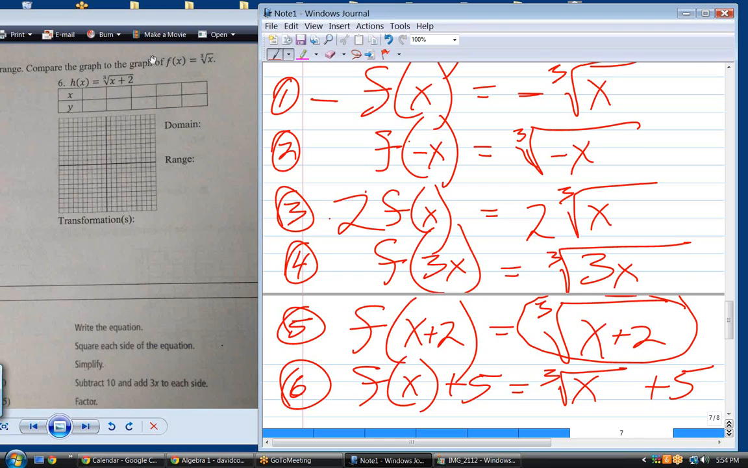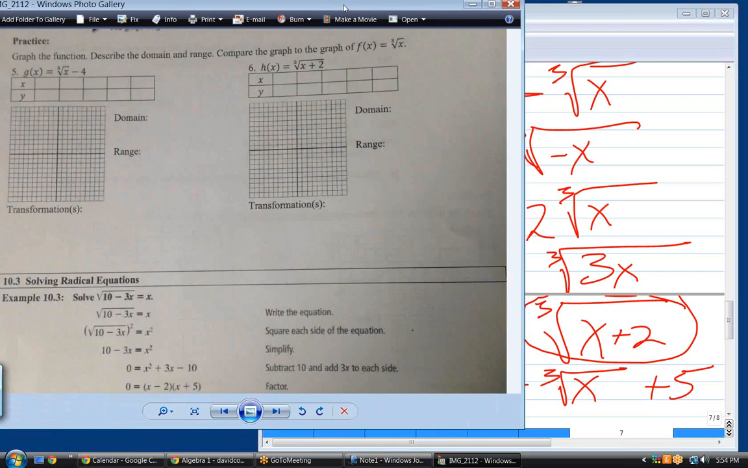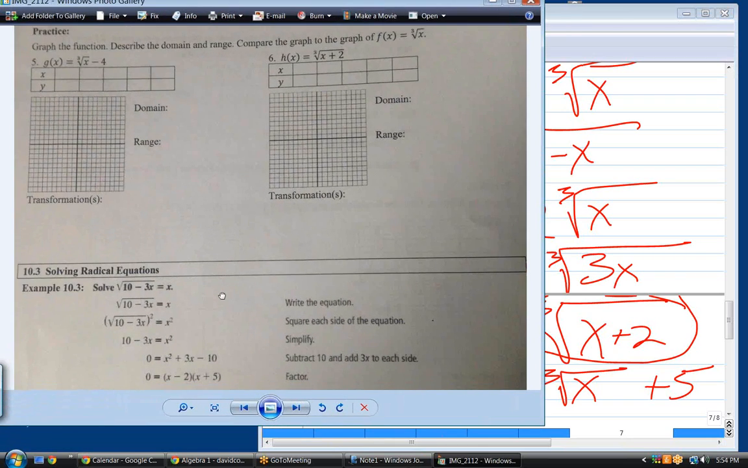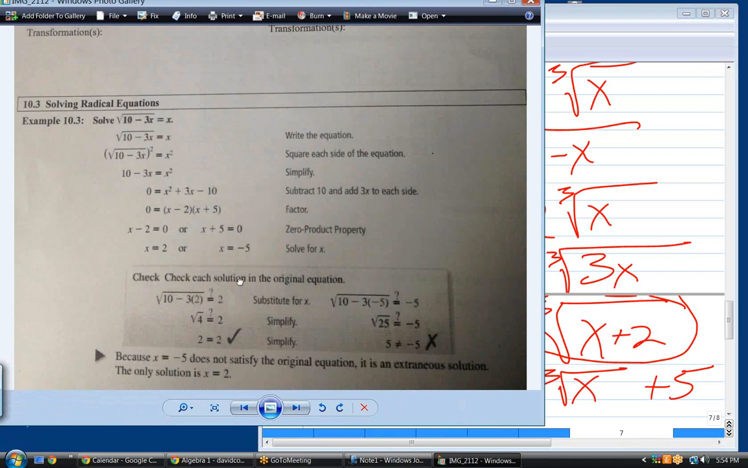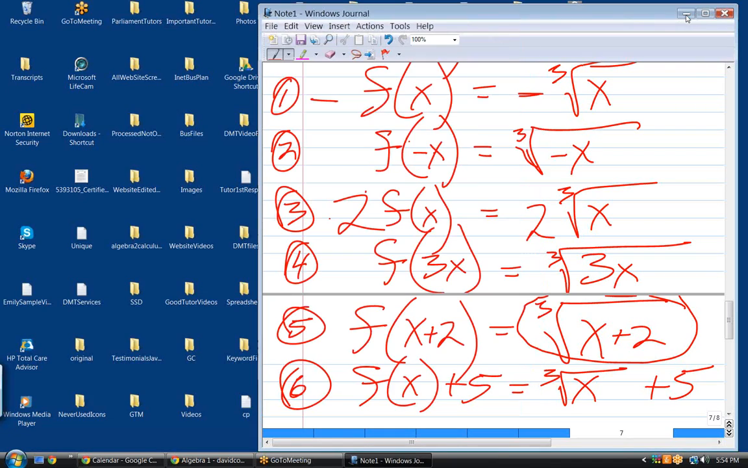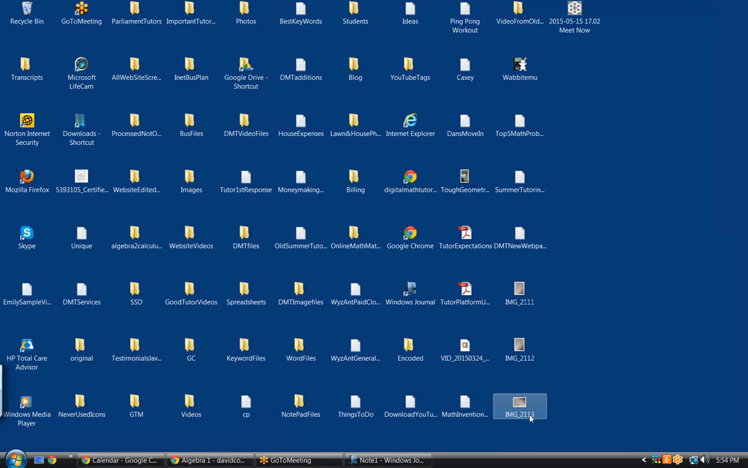All right. Let's look at 7. We don't have 7 on this page. Let's see. Solving radical equations. Okay, good. Something new for our last 5 minutes here.